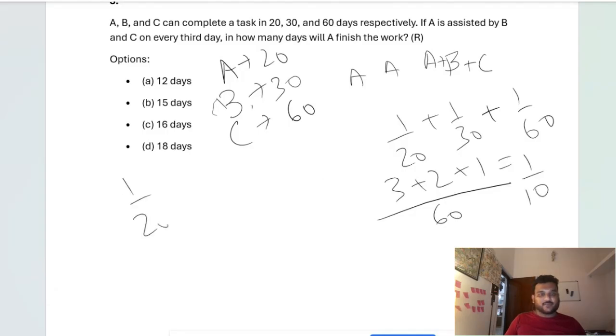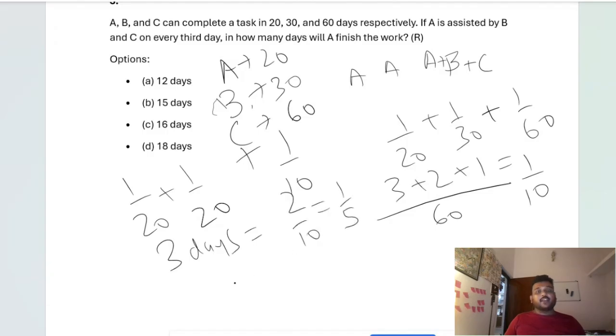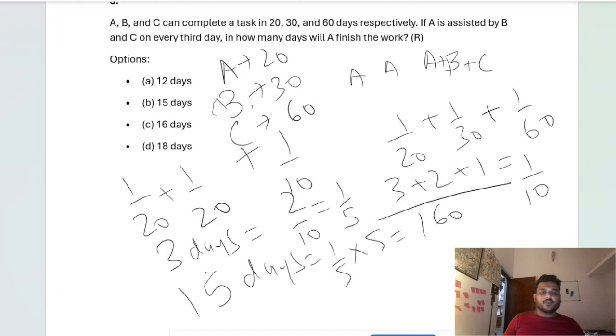If A is doing this much work on the first day, then again on the second day A is doing this much work, and then together they are doing this much work. So every 3 days, the total work that has been done is 2 by 10, or 1 by 5. Now, in how many days will the work get over? Pretty easy: 1 by 5 in 3 days. I want to get one right at the end. So if we do it 5 times, in 15 days the work will be done: 1 by 5 into 5 comes as 1. So the answer will be 15 days.